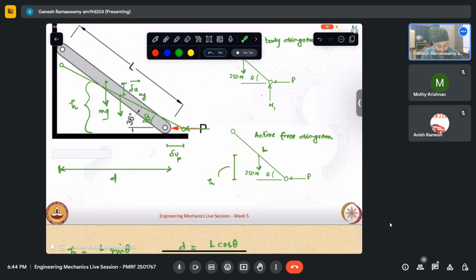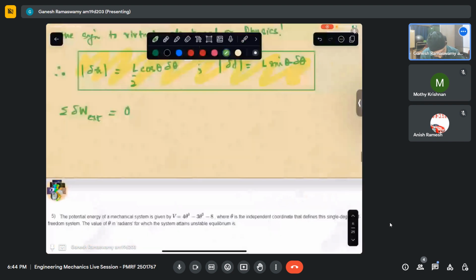Whereas here my force is applied to the left, but my displacement is going the other way. So the virtual work contribution of P will be negative. This is what I meant by analyzing the physics of the problem and assigning the sign. So what this means is delta W of the weight mg minus delta W due to P is equal to 0. So this will be mg is, let me add one more page here.